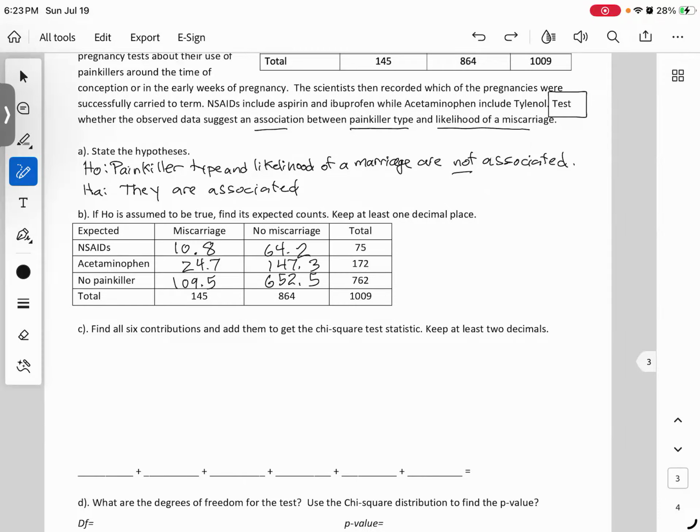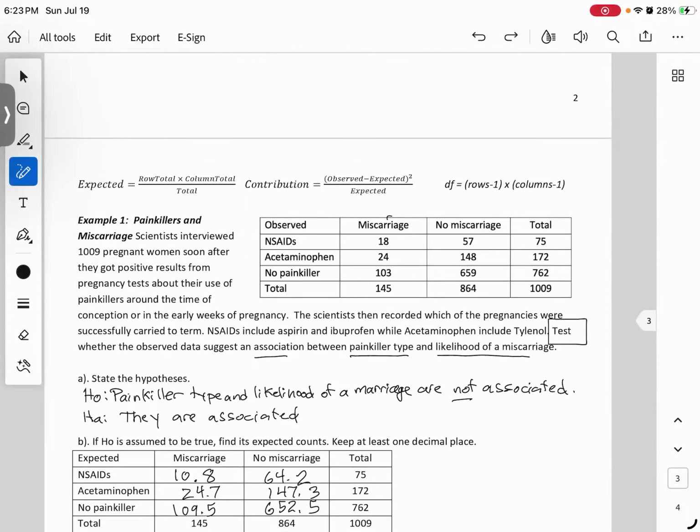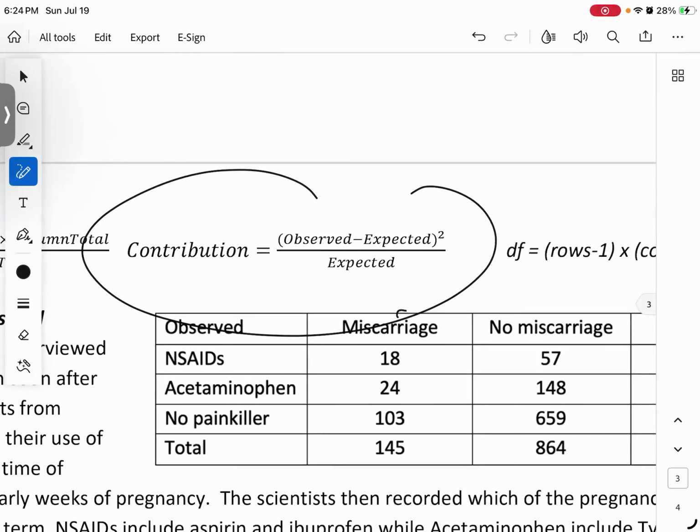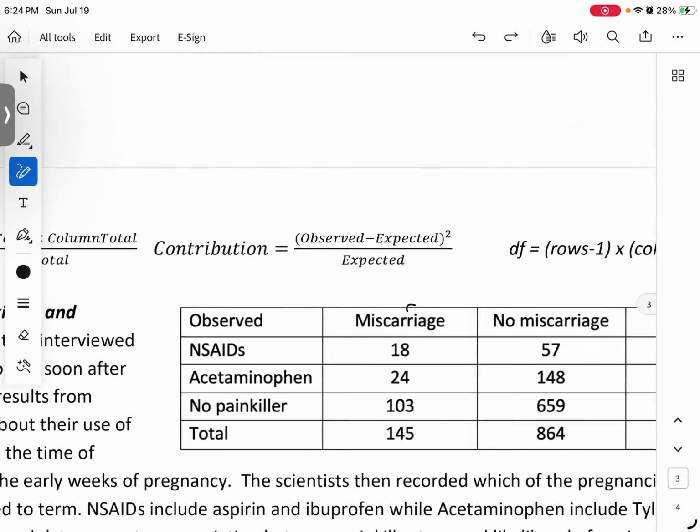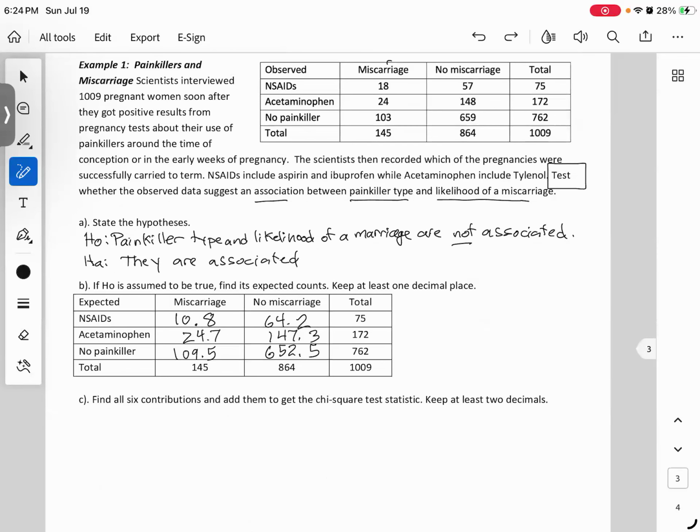For part C, we're now going to turn to calculating the contributions. For the contributions, there are going to be six of them in this example, and then we're going to add them together. Note that it's the observed minus expected squared, and then divided by the expected. So let's go ahead and do this one. I'm going to keep it on my screen, and I'm right now working on the 18 and the 10.8. That's the observed and that's the expected, respectively.